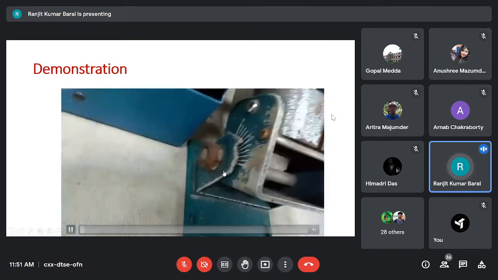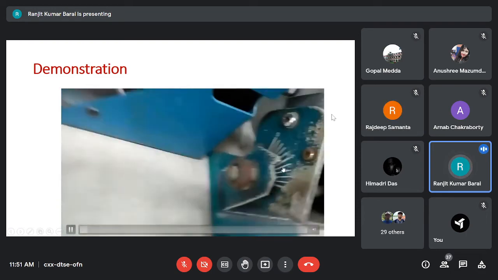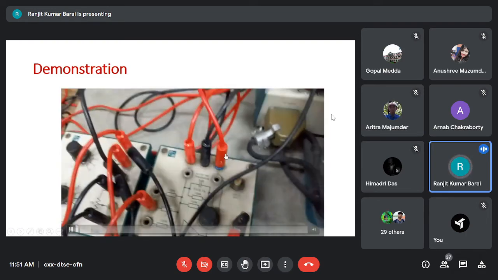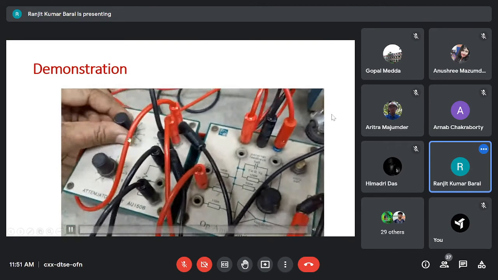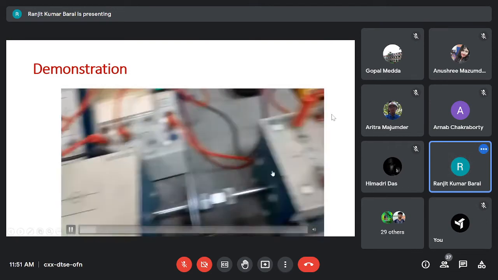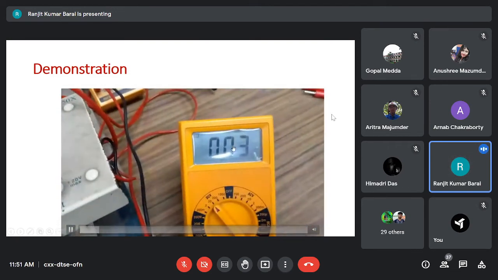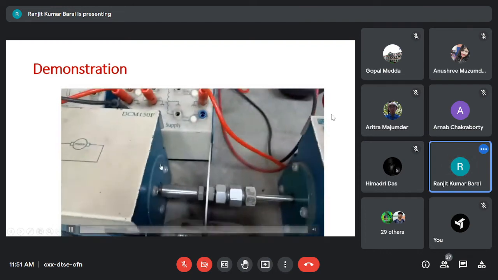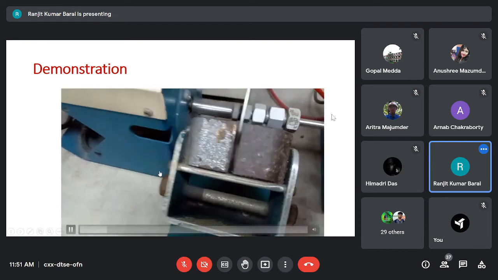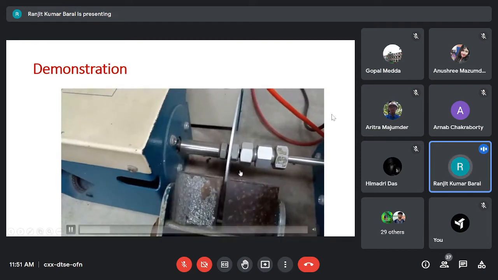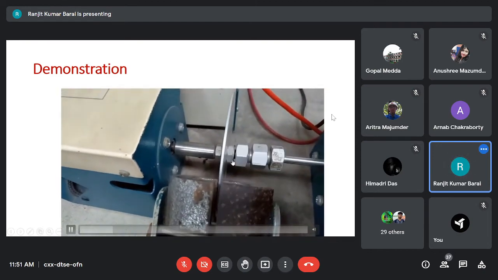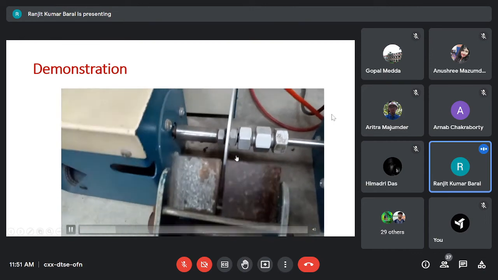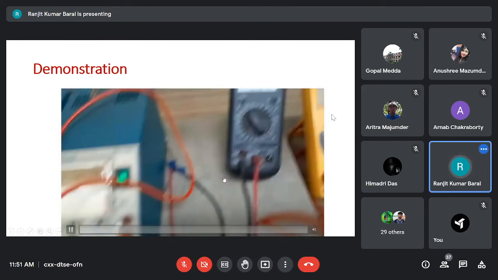Now it is at the lowest. I think the setting was 5, and we can increase the voltage. The voltage is increasing. At some voltage, it will just start rotating. Yeah, a very small movement was there, but not continuous rotation.